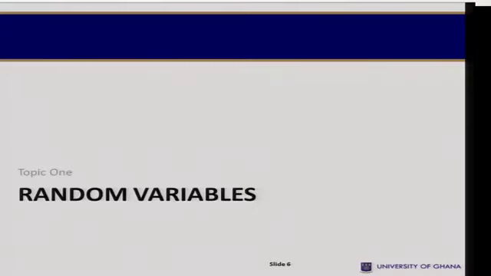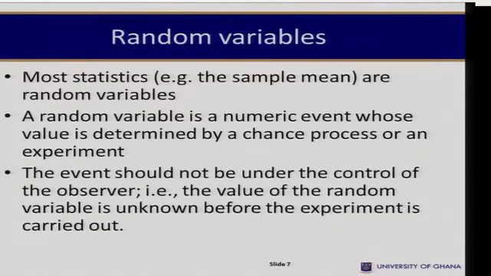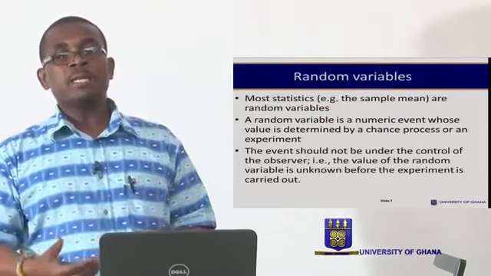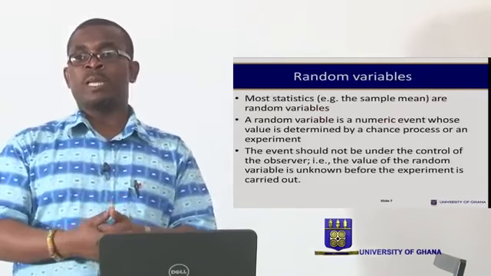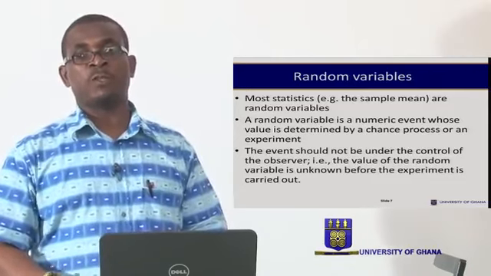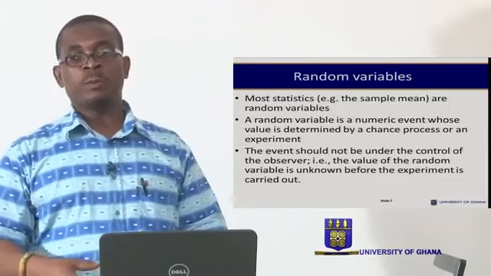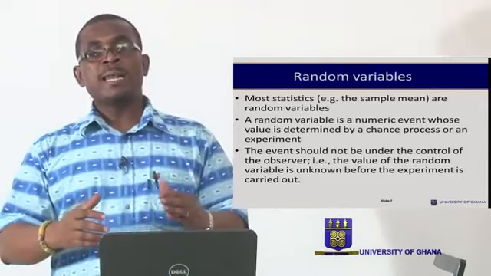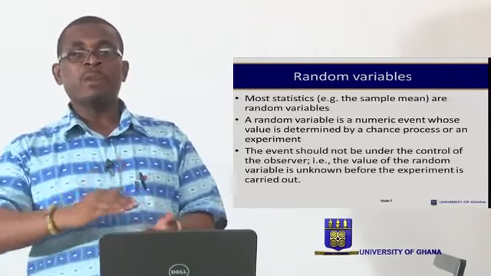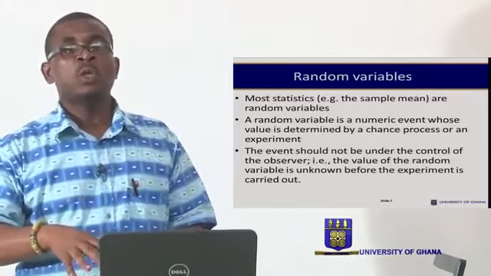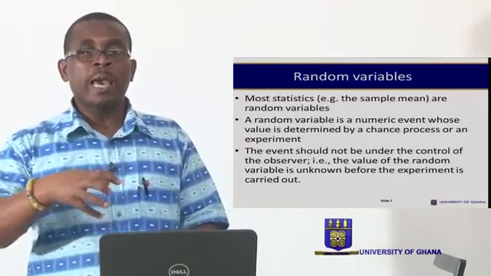We begin with random variables. What is a random variable? Now, you know that most statistics, just like the sample mean, are random variables. Depending on who is included in the sample, let's say we took a sample of this class, Econ 214, and wanted to compute the average age of the students, then depending on who we are taking, the value of the sample mean will vary from sample to sample. When we end up taking older students in a class, the mean will be high. But if we end up taking younger students in a class, the mean will be lower.